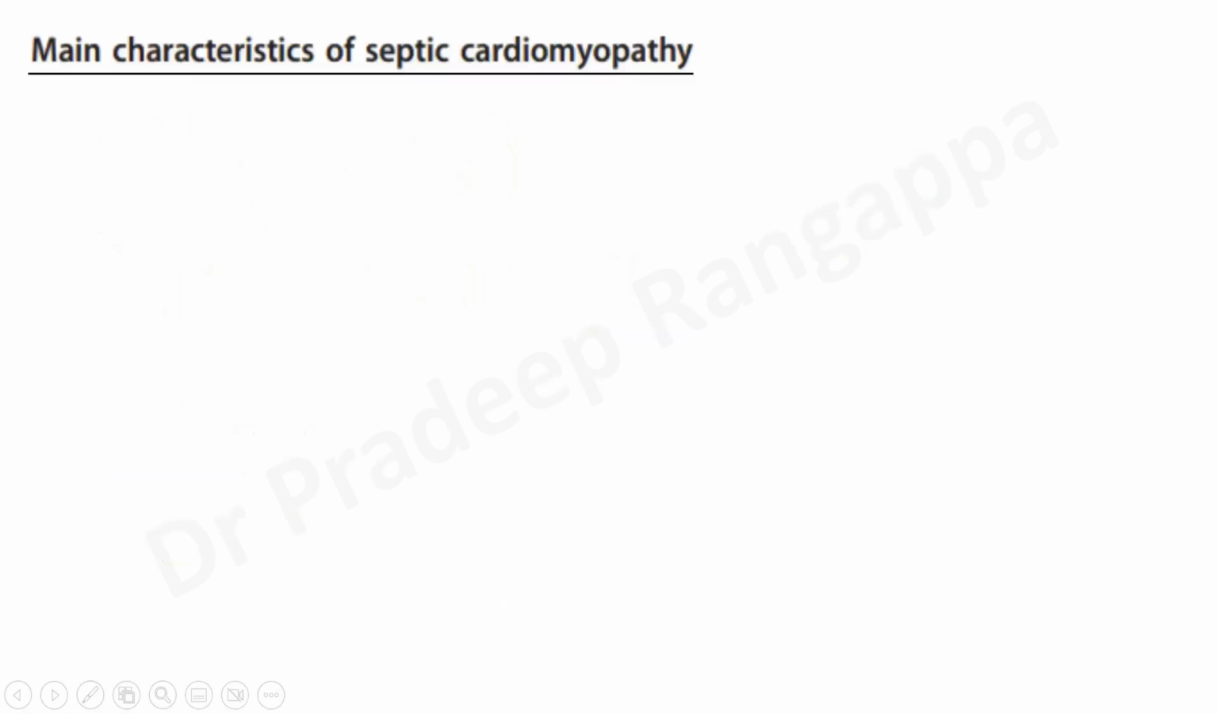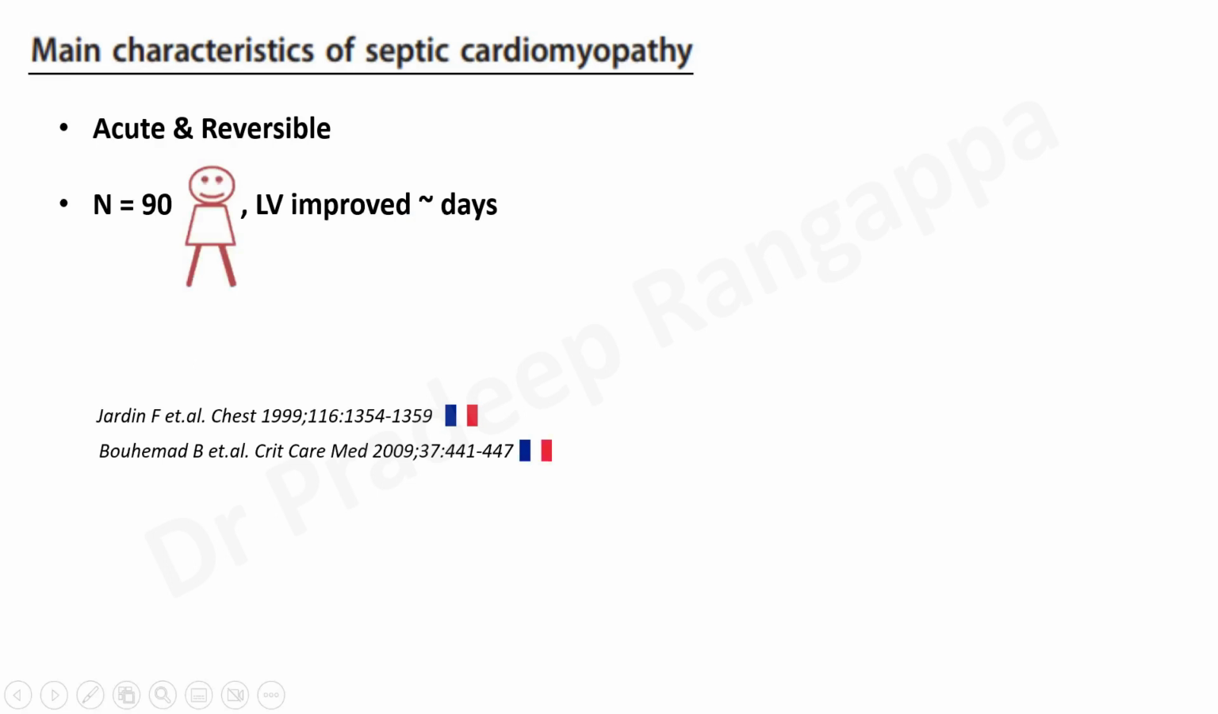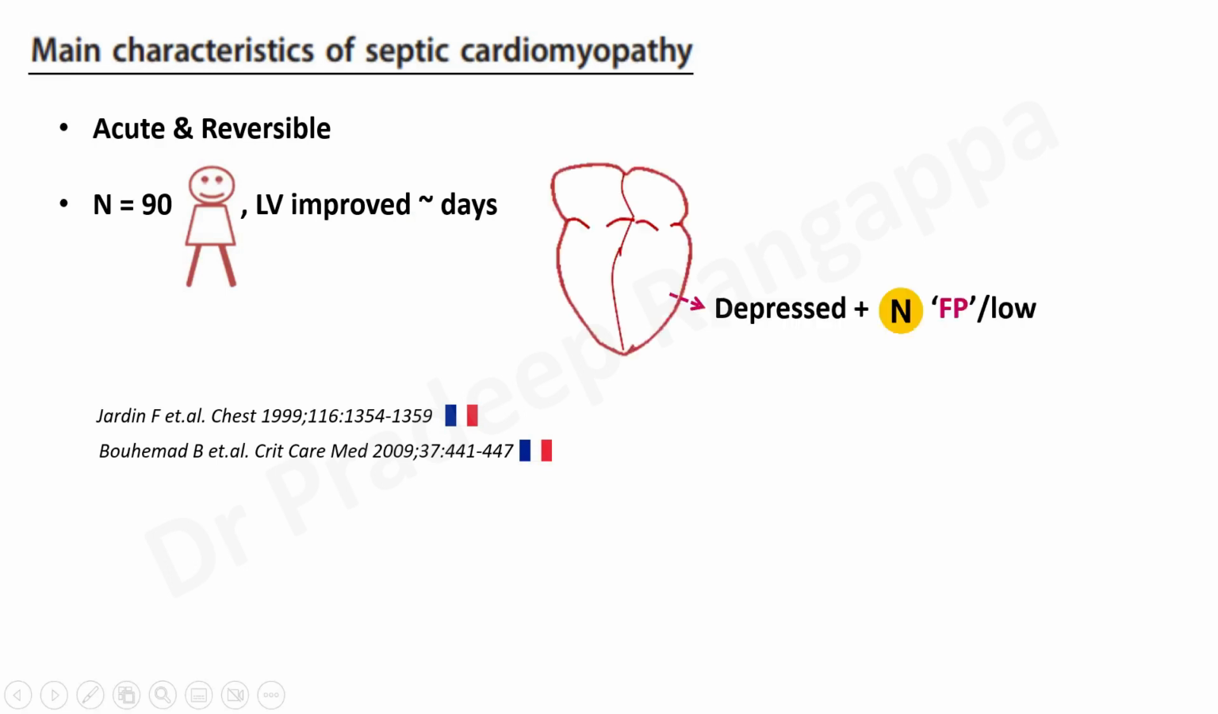What are the main characteristics of septic cardiomyopathy? The key aspect is that it happens acutely and it is reversible. A study done by the French group in 90 patients showed that in almost all patients, the LV function, which was diminished due to septic cardiomyopathy, improves on its own in a matter of a few days. This is something that is well recognized. The other key aspect of septic cardiomyopathy is that the LV is depressed.